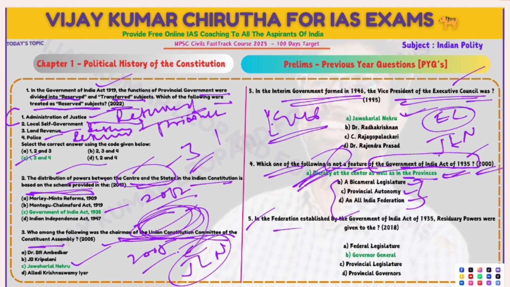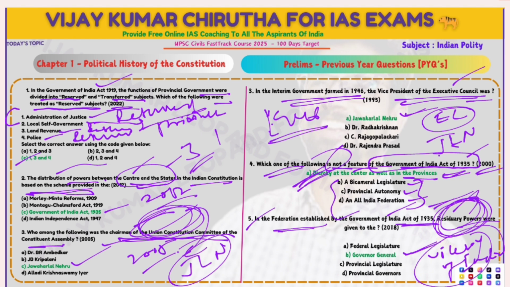In the Federation established by the Government of India Act 1935, residuary powers were given to the Governor General. So residuary powers were given to the Viceroy of India at that time. The federal list comes under the central government, the provincial list for the provinces, and the concurrent list for both central and state, but the residuary powers lie with the Viceroy of India.